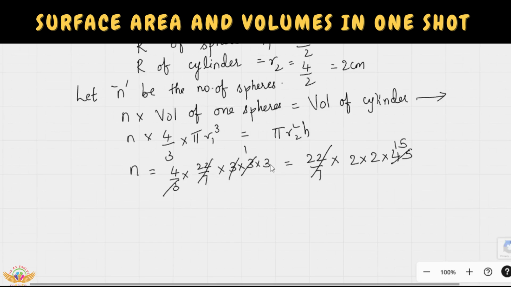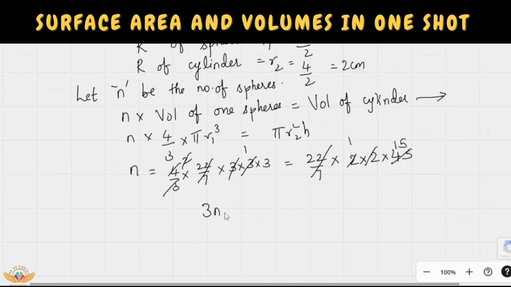Also, 2 ones are 2, 2 twos are 4, again 2 2 cancel. So everything was cancelled over here. Let me check it again. 22 by 7, 22 by 7 is cancelled, and 3 3 is cancelled, and 3 ones are 3, 3 fives are 15. 2 ones, 2 twos are 4, 2 2 was cancelled.